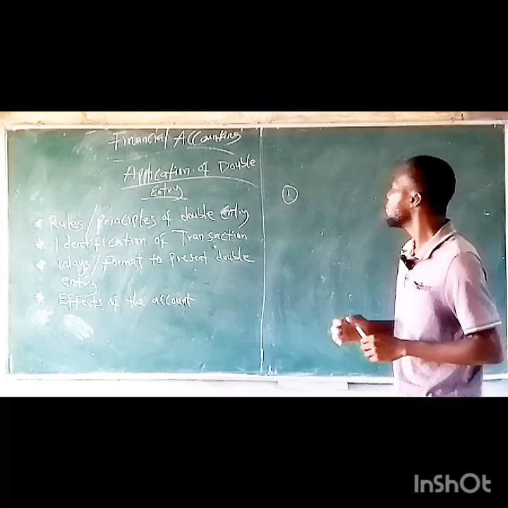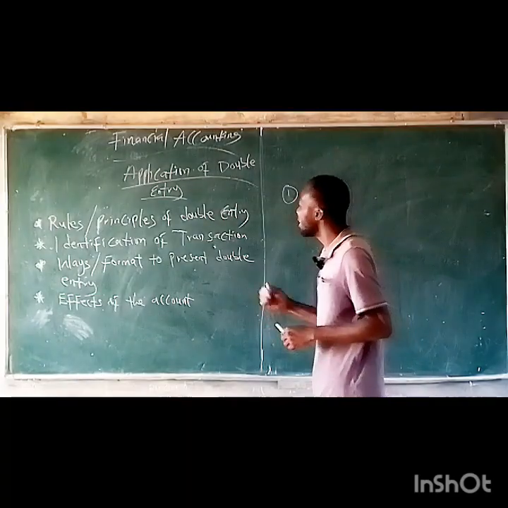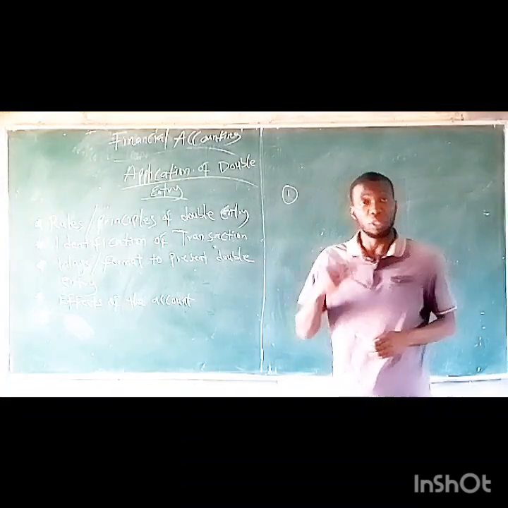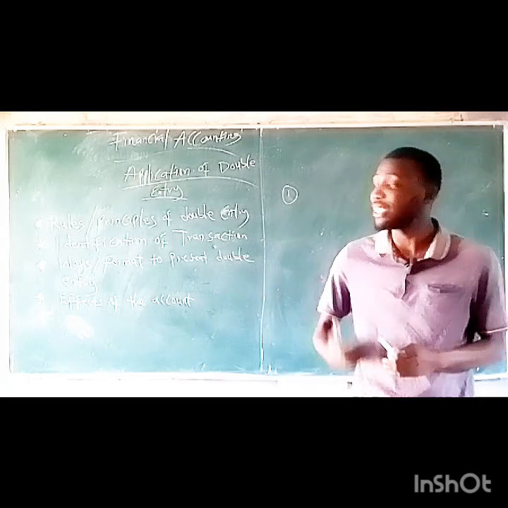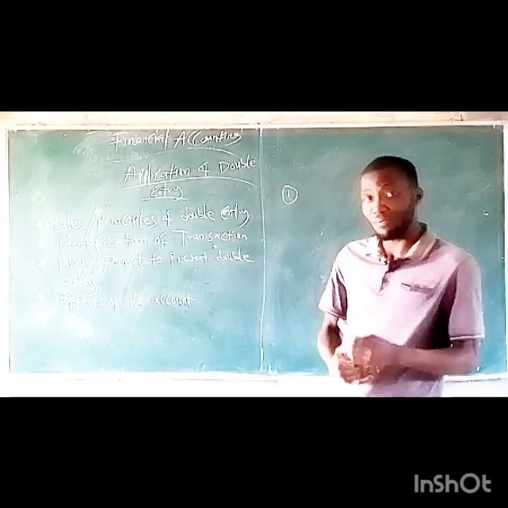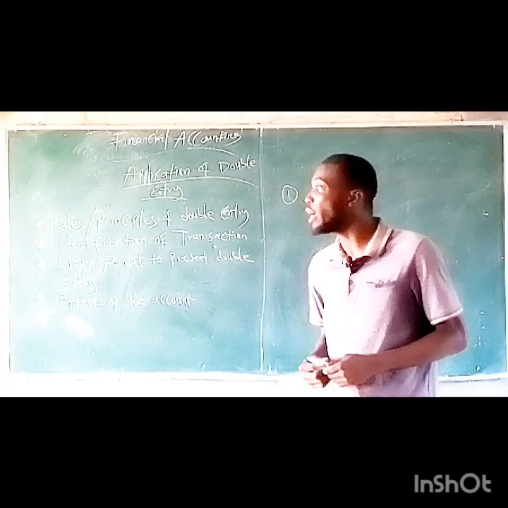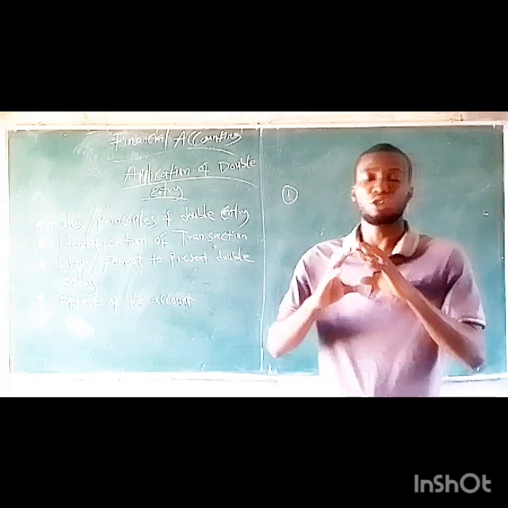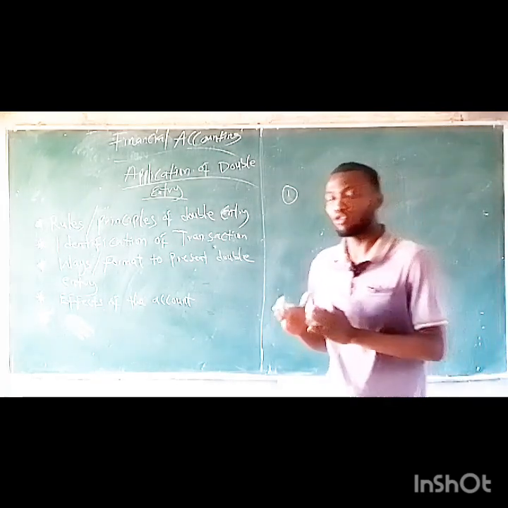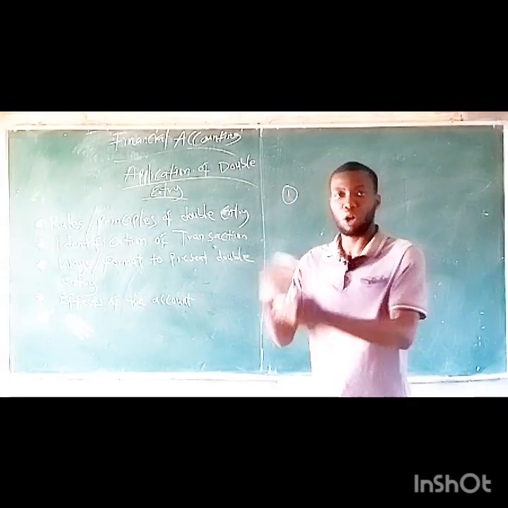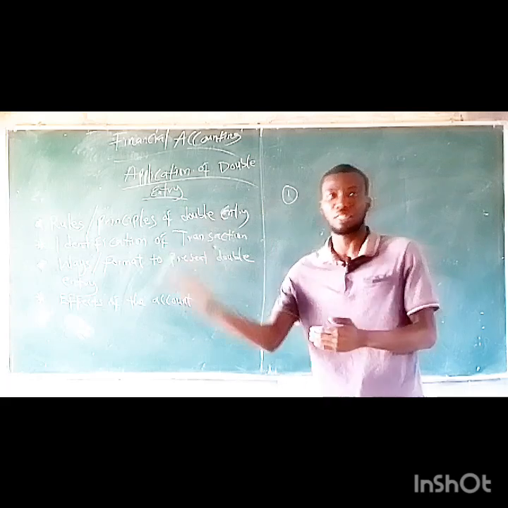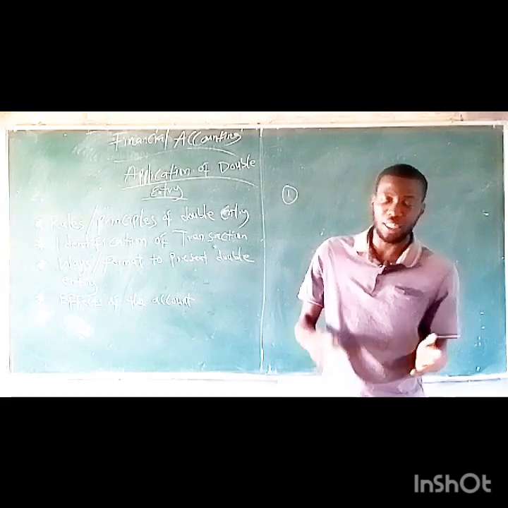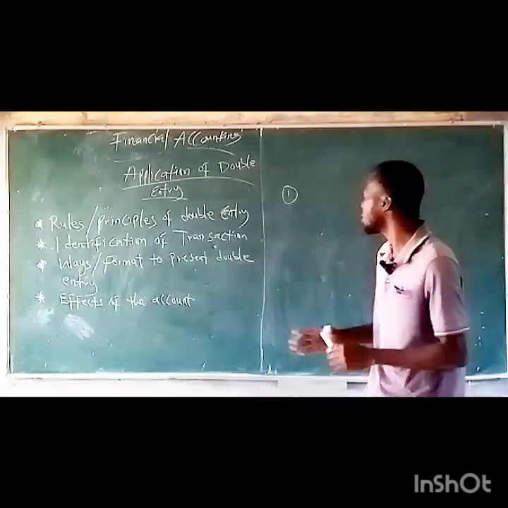Then the next thing is you need to know the person that is receiving and the person that is giving. That is the receiver and the giver. Then we know that the receiver should be debited while the giver should be credited. So it's just a corresponding entry. Once you are crediting this, you debit this. If you are debiting this, you are going to credit the other one.